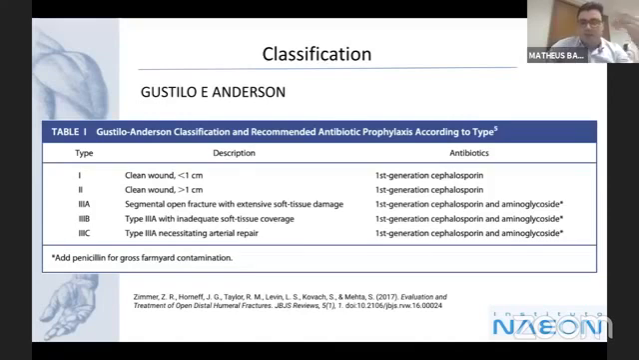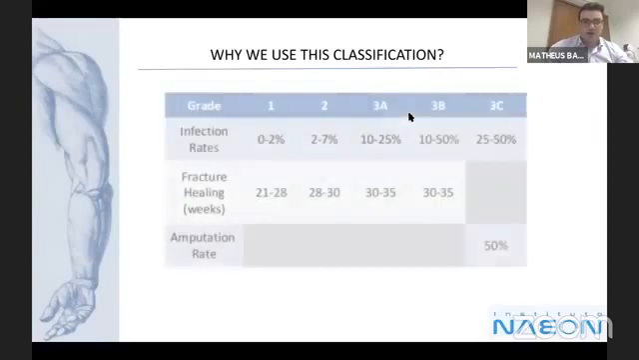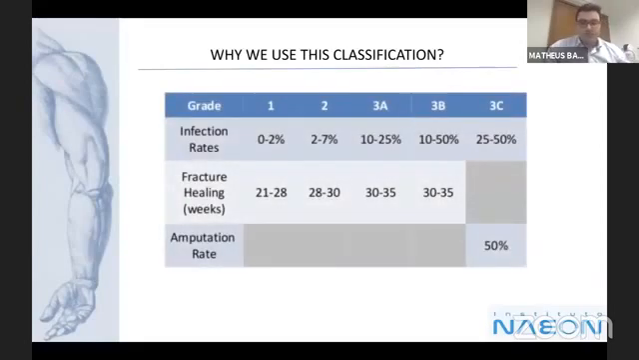And we have to recommend antibiotics, depending on the type of Gustilo. For types 1 and 2, we use just cephalosporin, and for type 3 we have to add aminoglycosides, and we have to add penicillin if there is farmyard contamination. And why do we use this classification? Because we can have an idea of a prediction for our patients regarding infection, fracture healing, and even amputation.